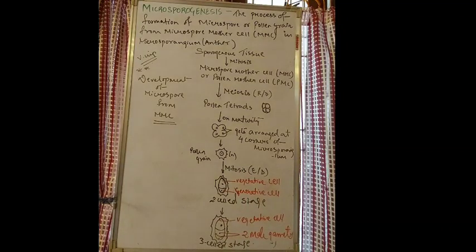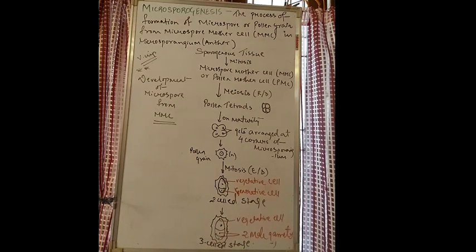Okay, your next topic is microsporogenesis. In the last class we have seen the microsporangium, which is the anther. Inside the anther the microspores are formed. Microspore is another name for pollen grain. Remember that, don't get confused, microspore and pollen grain. Pollen grains are also known as microspores, which are formed in the microsporangium.